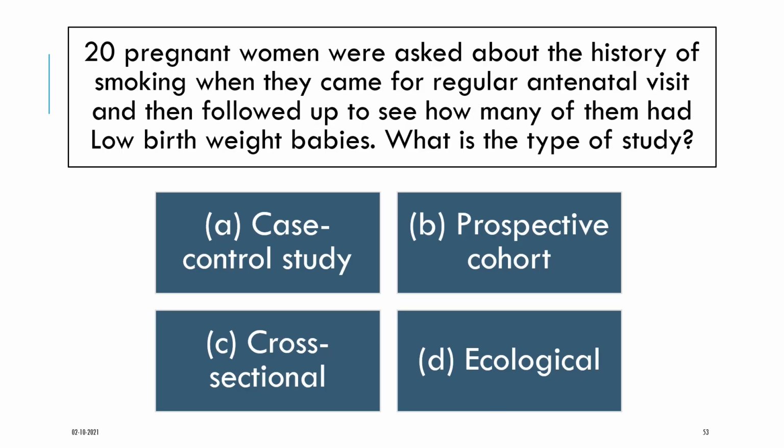Next, 20 pregnant women were asked about the history of smoking when they came for their antenatal visit and then were followed up. So what type of a study is this? It's a prospective cohort, because at the beginning the outcome over here is the low birth weight babies. So they came for their antenatal visit. So none of them had delivered. Our exposure group is the smokers, non-exposure group is the non-smokers, and then we see how many of them had low birth weight babies among the smokers and the non-smokers.